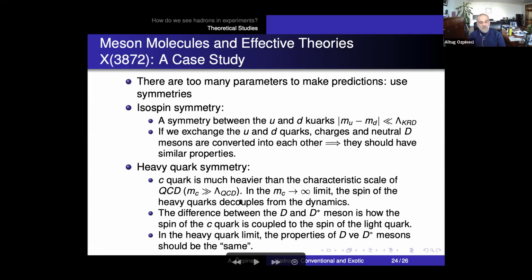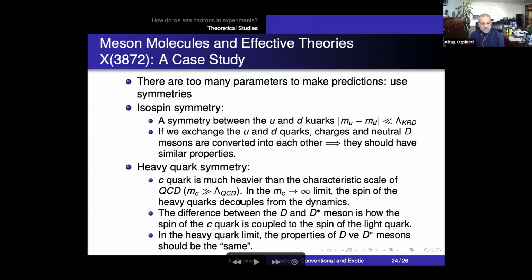Another symmetry that is quite often used in the study of these exotics is the so-called heavy quark symmetry. What happens is if you have a very heavy quark, and in fact, if you take the limit that it is infinitely heavy, its spin basically decouples from your dynamics. It doesn't really affect anything. So it doesn't affect the mass of your particle. Like if you look at the D and D star meson, the only difference between a D and D star meson is how the spin of the heavy quark, the charm quark, is combined with the spin of the light quark.